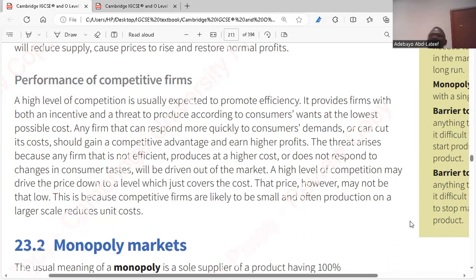So we go to performance. We're talking about the behavior of a competitive market. Yes. The behaviors are this.